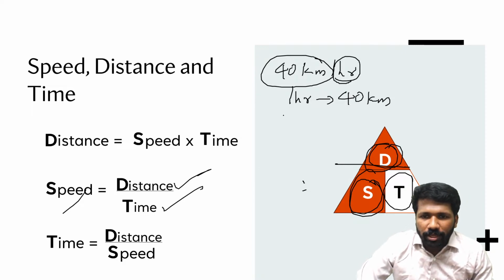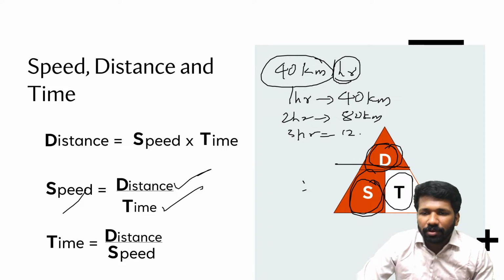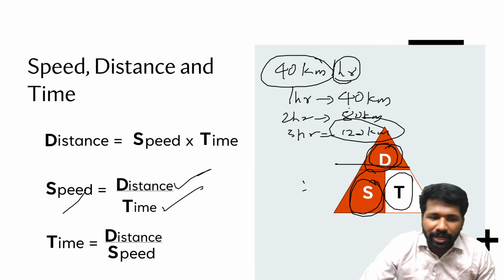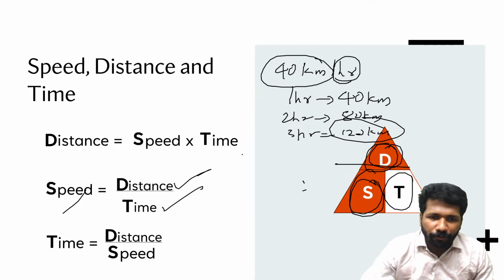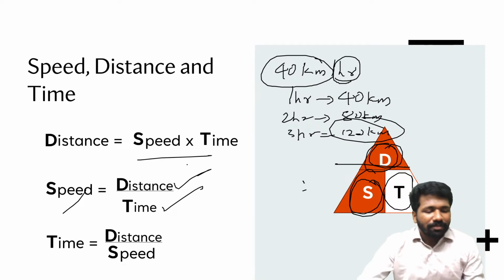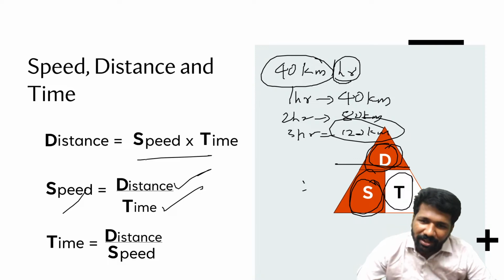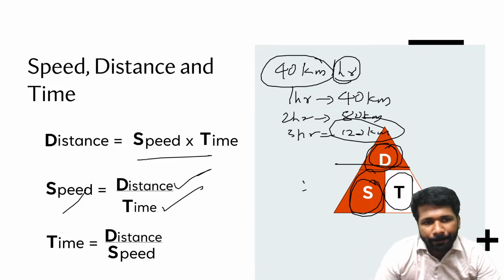1 hour gives 40 km, 2 hours gives 40 plus 40, 80 km, 3 hours gives 40 plus 40 plus 40, 120 km and so on. So that is the meaning of speed. If the meaning of speed is clear, this formula also is not needed, because you already know the concept, and that concept itself is the formula.